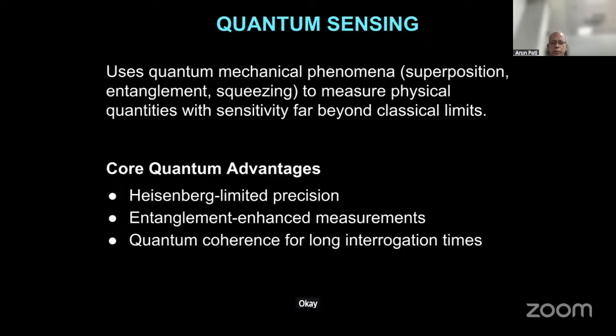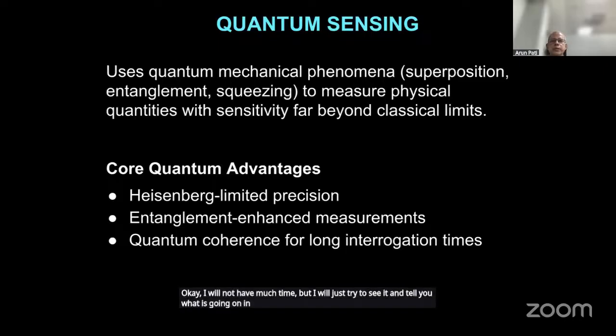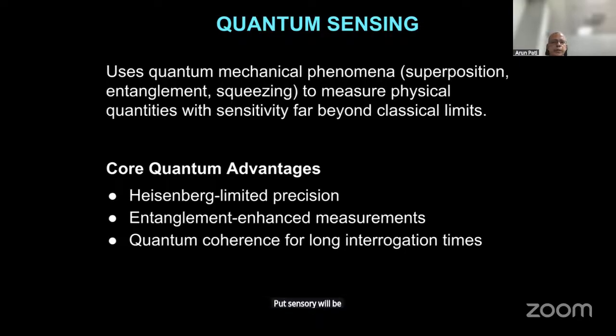Okay, I will not have much time, but I will just try to tell you what is going on in the quantum sensing direction. In quantum sensing, you use quantum phenomena like superposition, entanglement, and squeezing to measure a physical quantity with sensitivity far beyond the classical limit. And you get some new advantages: Heisenberg-limited precision, entanglement-enhanced measurement, quantum coherence for long interaction time, and so on.